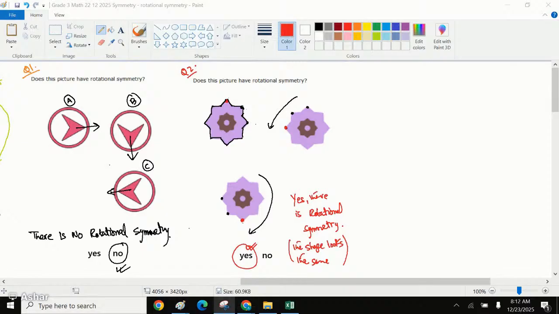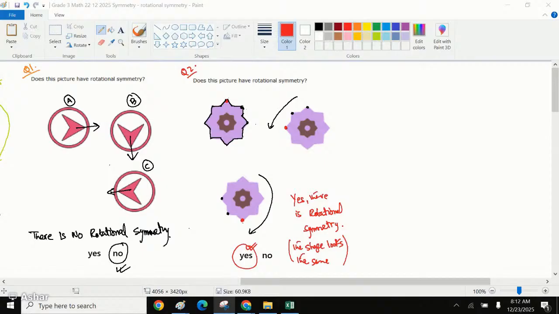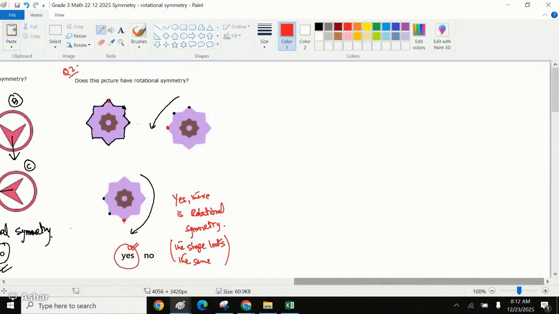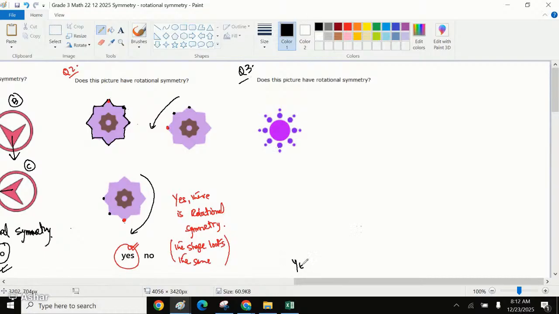This would be a little difficult, but let's try. The third question says, does this shape have a rotational symmetry? I'll just copy the question over here, you'll have a better idea. If this is the picture that's given to us, and they are asking us, does this picture have a rotational symmetry? Question number 3, we can have a yes, or the other option, no.